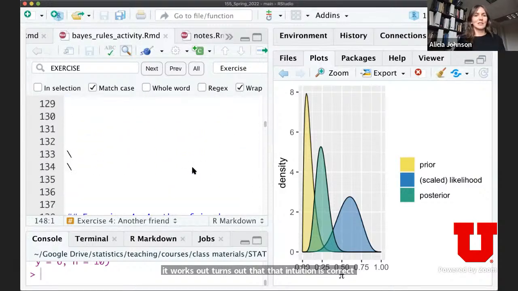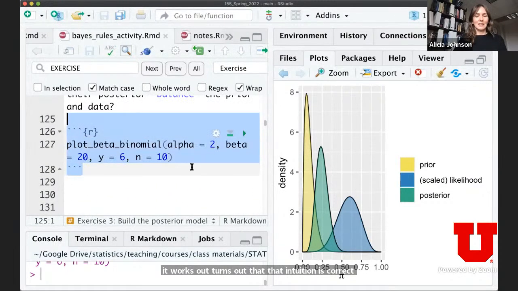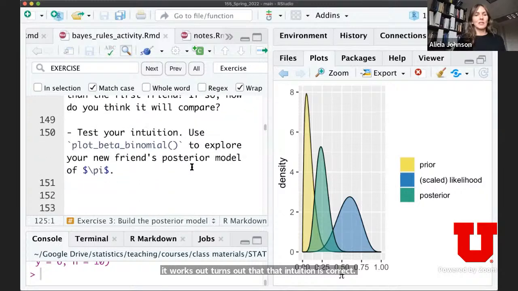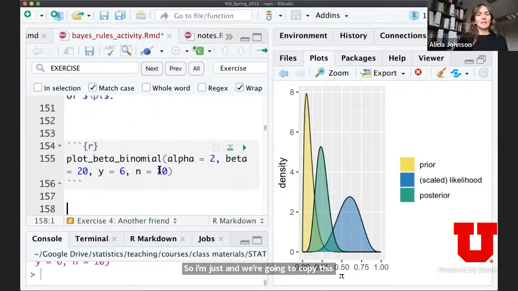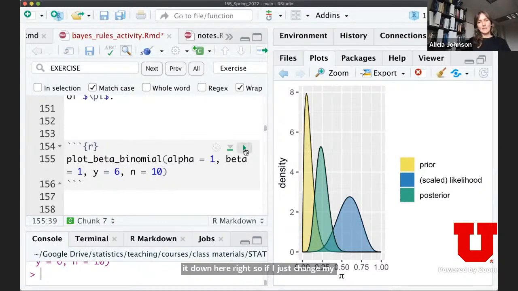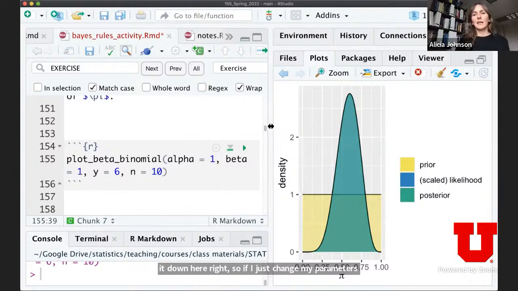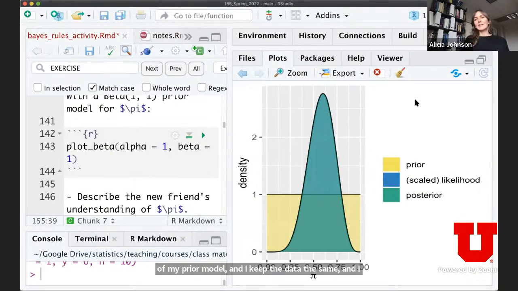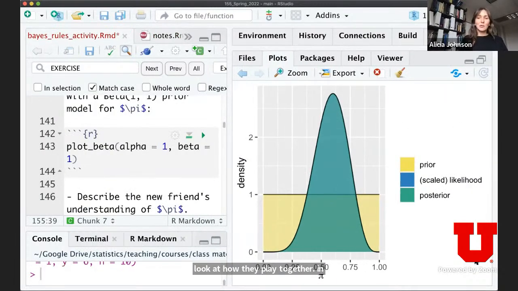I'm going to copy this chunk and put it down here. If I just change the parameters of my prior model and keep the data the same, and look at how they play together, in this case, because the prior was basically nothing and said, I don't have an opinion, the posterior essentially perfectly aligns with what the data said.